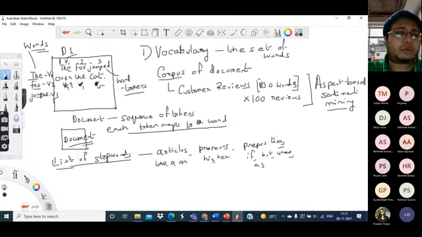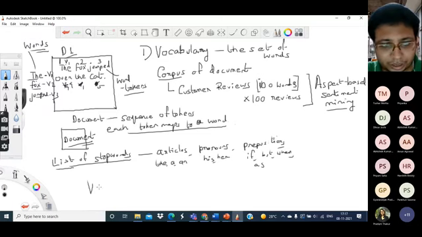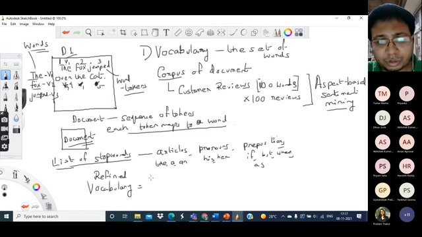So now once we have constructed a vocabulary, if I want, it's not necessary, I may remove the stop words from the vocabulary. So we can say that the refined vocabulary is equal to the initial vocabulary minus stop words.